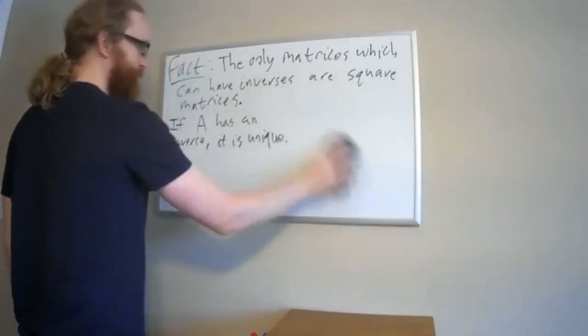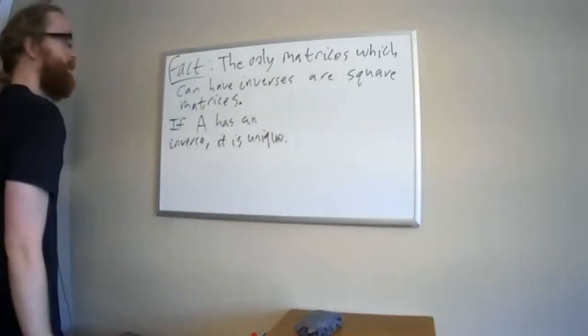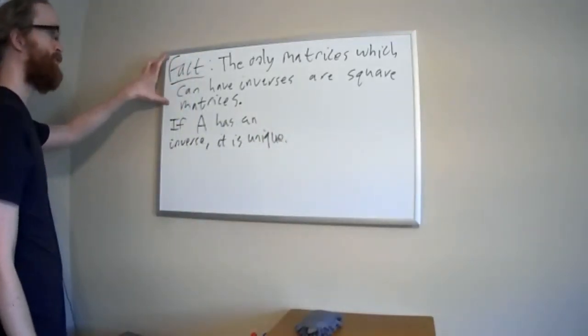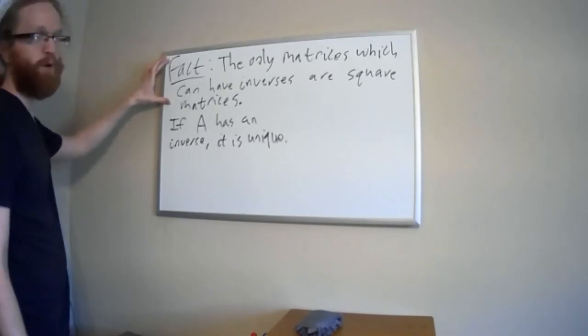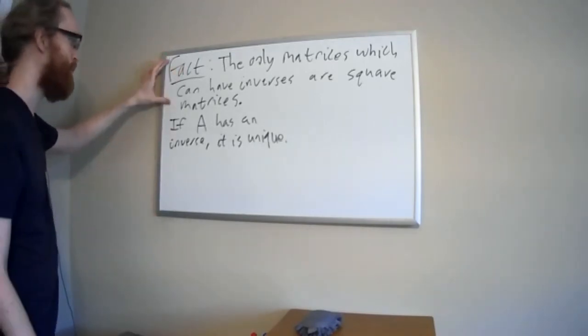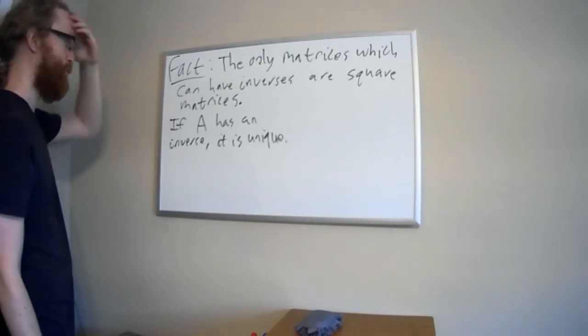So these are our facts that make sure everything here works. So if your matrix is square, it might have an inverse. If it's not square, there's no inverse. You don't have to waste your time. And if you have an inverse, there's only one inverse.